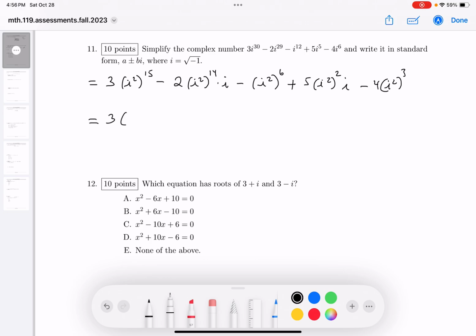That's going to be 3. i squared is -1. Minus 2. i squared again is -1. Minus 1. Minus 1.